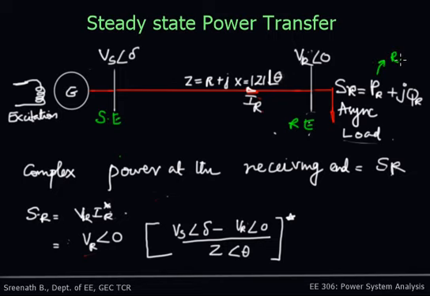PR is the real part and QR is the imaginary part, the reactive power. The load is assumed to be an asynchronous one; it can be synchronous also. The complex power is given by SR equal to VR into IR conjugate. This IR conjugate is an important concept that you need to understand. IR is given by the sending end voltage minus the receiving end voltage divided by the impedance, the whole conjugate. We are using IR conjugate for a reason that we will explain towards the end of the lecture. So the complex power is VR angle 0 into IR conjugate.